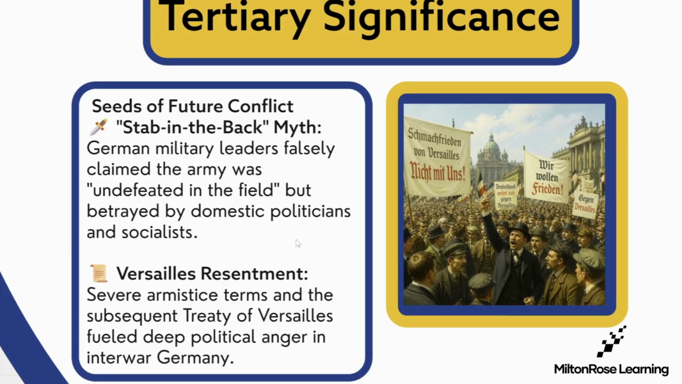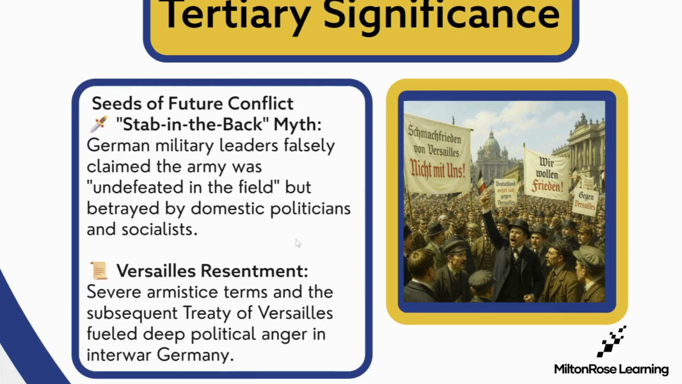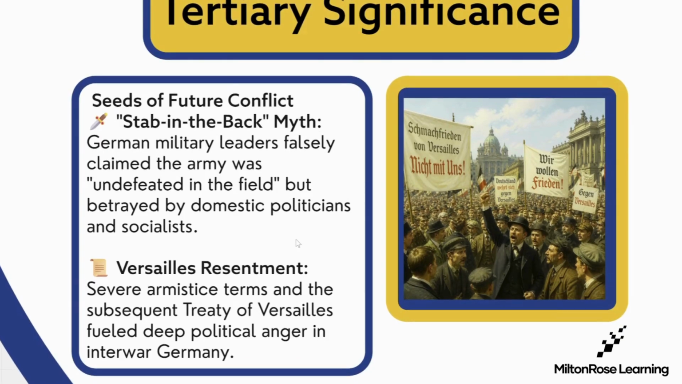It put the seeds of future conflict down. So the Germans very quickly created a stab in the back myth. German military leaders falsely claimed that the army was undefeated in the field, so we haven't lost, but it was betrayed by domestic politicians and socialists, who stabbed us in the back, and that's why we lost the war. It also created a massive resentment to the Treaty of Versailles, the very severe armistice terms, most of which came from the French, it has to be said, and the subsequent treaty fueled deep political anger in interwar Germany, and as we know, it provided very fertile soil for the Nazis to play into those resentments and then eventually come to power.